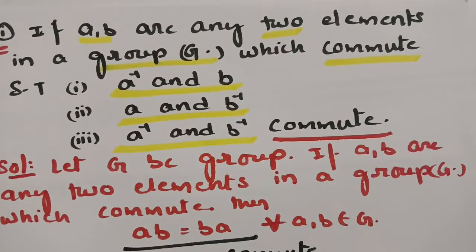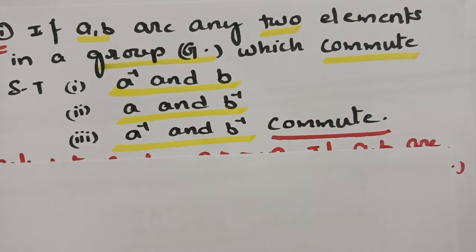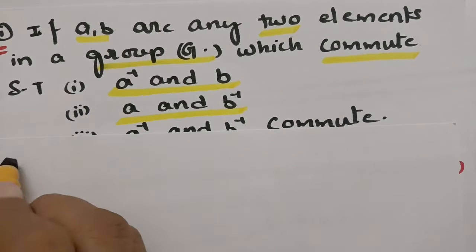And the next question here is that A and B inverse commute. In order to show that A and B inverse commute, this is proof 2.